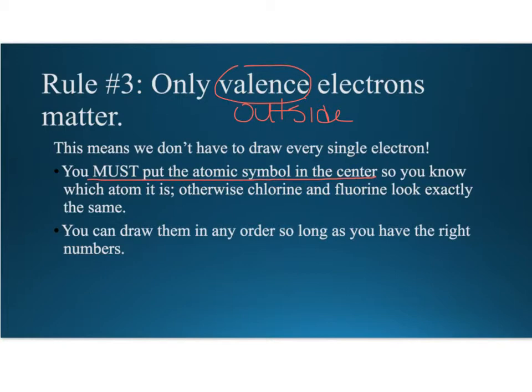Now, you can draw these valence electrons in any order so long as you have the right numbers. Especially when we talk about covalent compounds, we're going to end up rearranging them all anyway, so just make sure that you have the right numbers somewhere on your atom. So in this example, I'm going to compare the Bohr model and the Lewis structure for phosphorus. So phosphorus is atomic number 15.